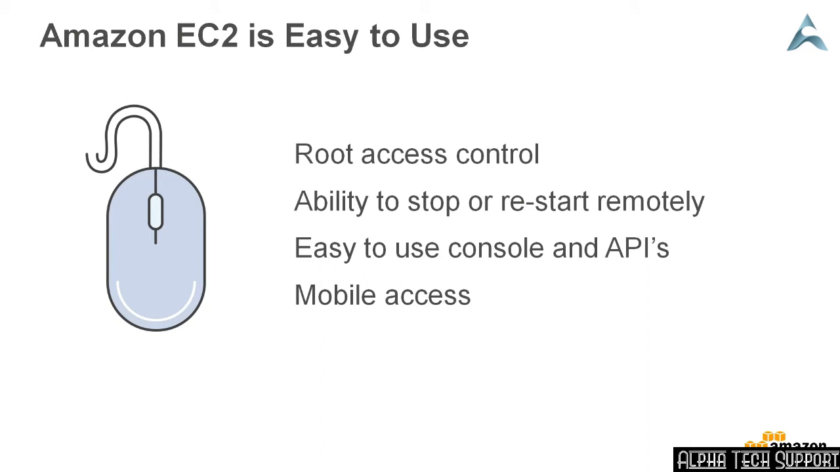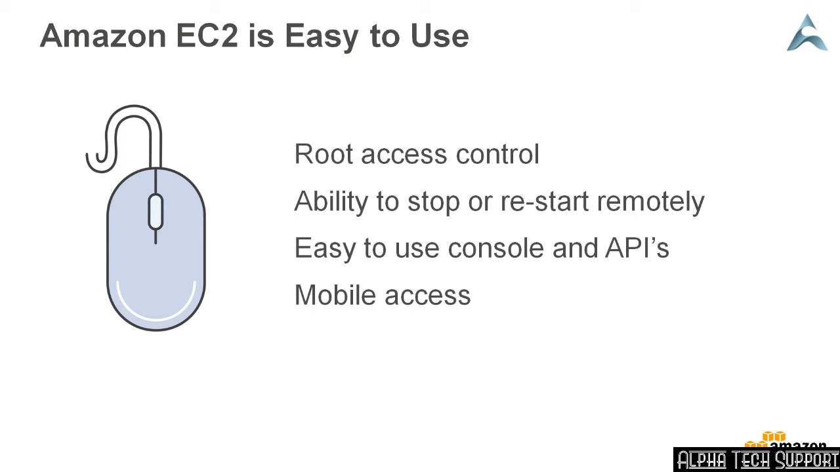EC2 is easy to use. You have root access control. Root access control means you have the permission to execute, read and write all the services, everything. You are the admin and you control your data, everything, from a remote location, while your application or your data is kept in a data center in any region of the Amazon cloud you choose.